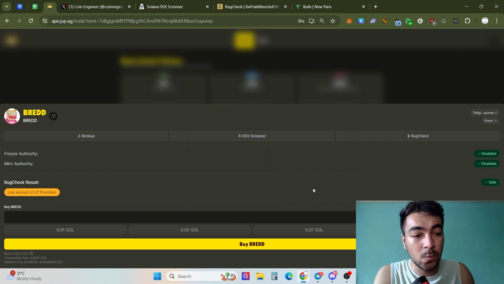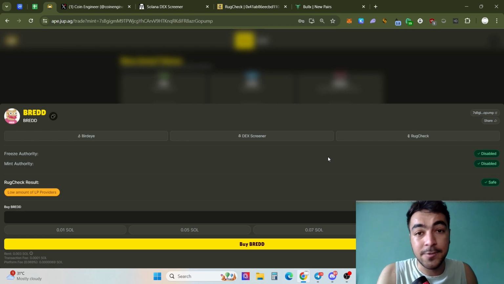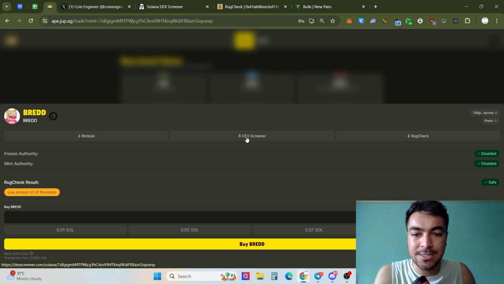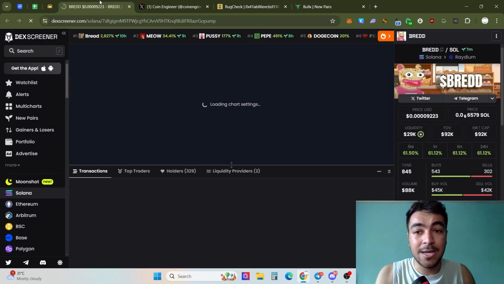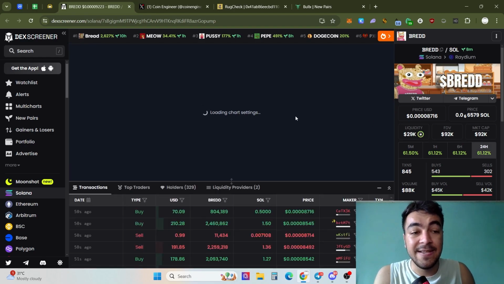For example, the RugCheck result and app.jup.ag say the meme coin is safe because of the low amount of liquidity providers. That feature can be a reason for seeing this meme coin as safe. Okay, but it's not enough. It's absolutely not enough. That's why we click Dex Screener to see some other things there.